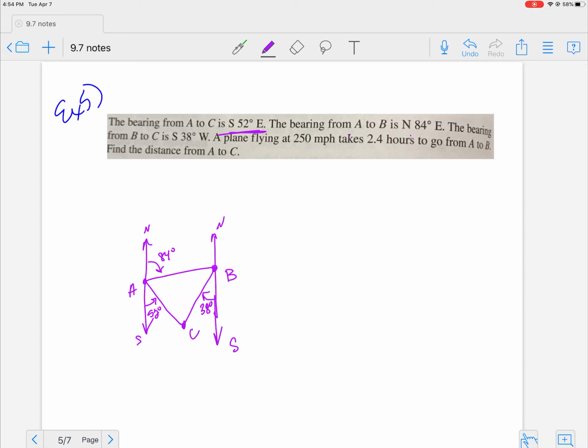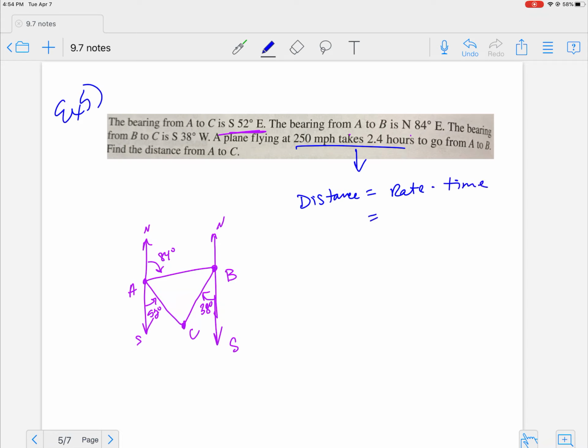A plane flying at 250 miles per hour takes 2.4 hours to go from A to B. I want to find the distance from A to C. All right? So all this information, we're going to use in order to pull it off. But I want to point something out. The bearing situation: if you're given both directions, the north-south and the east-west direction, then that's how you set that up.